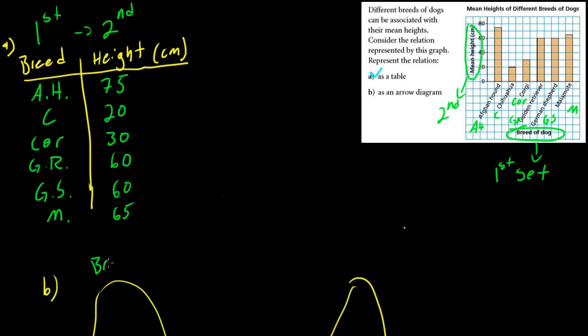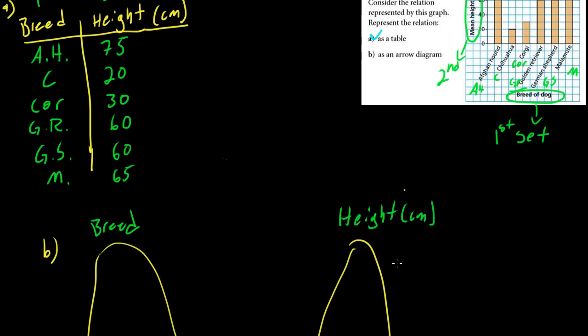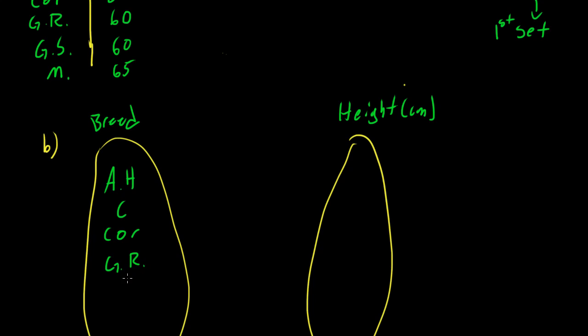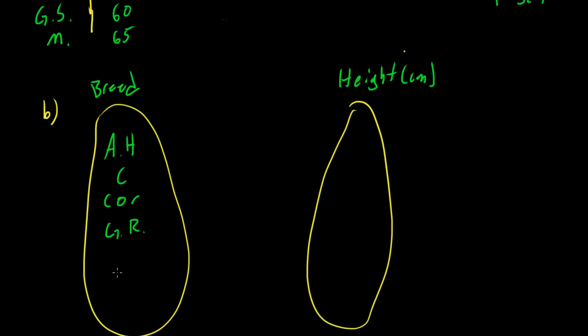I'm going to have my breed over here. I'm going to have my height over here, and that's of course going to be in centimeters. And I'm just going to list out my breeds. Now, in this case, I wouldn't repeat any entries. There wouldn't be any reason for me to repeat any entries from the data alone. But if I did have any repeated breed entries, I would never repeat them in an arrow diagram. I would instead have multiple arrows coming out of it. We'll see that with the height here.